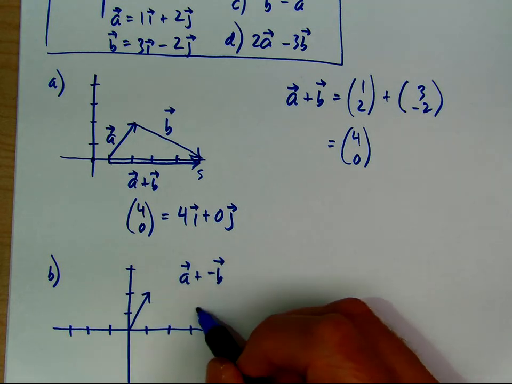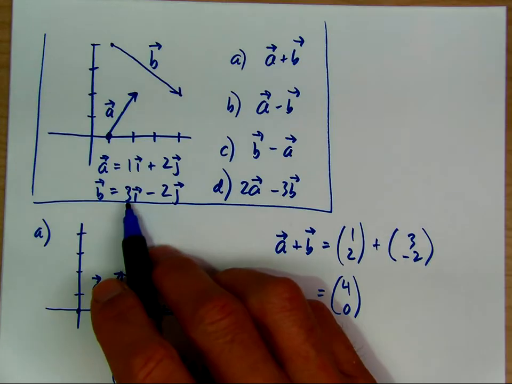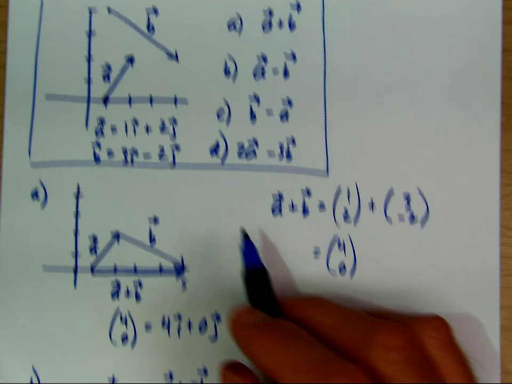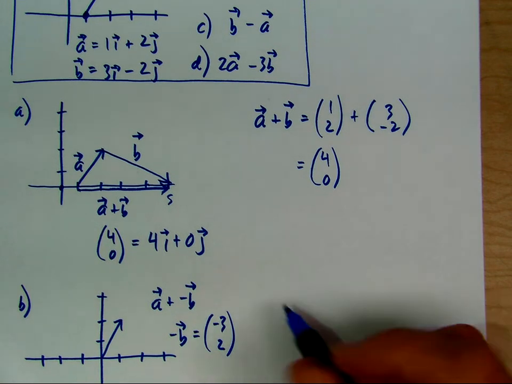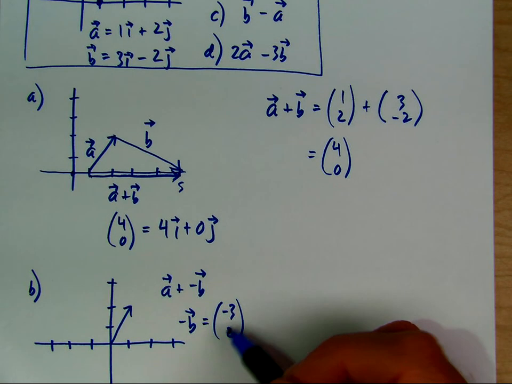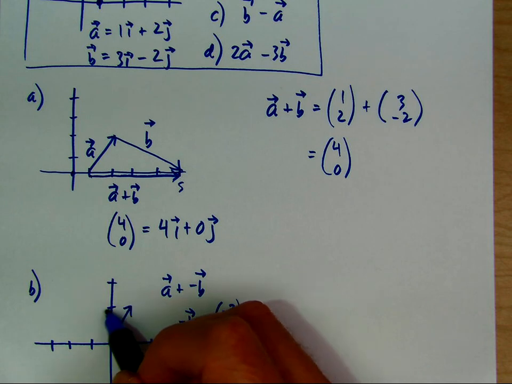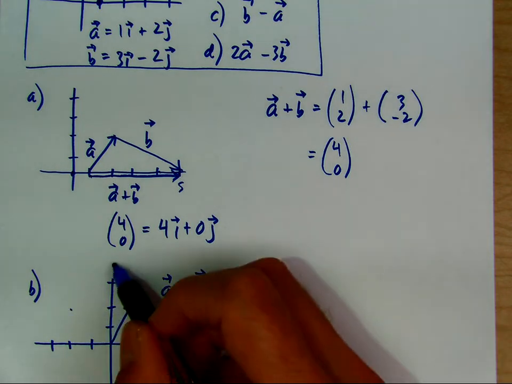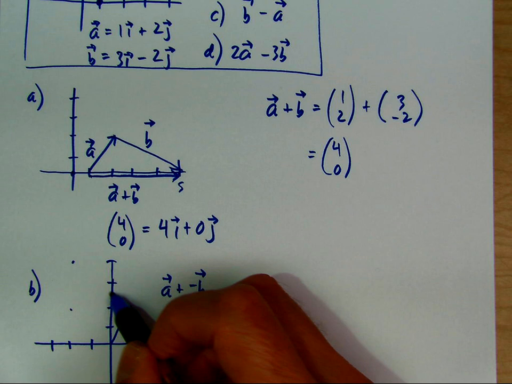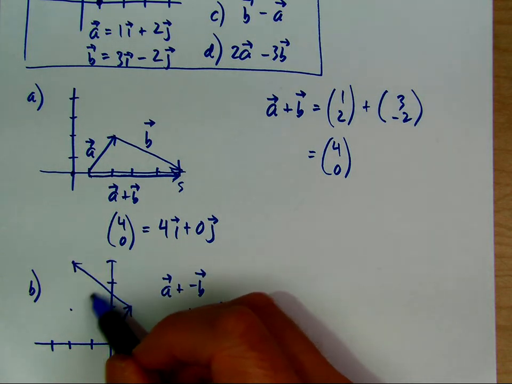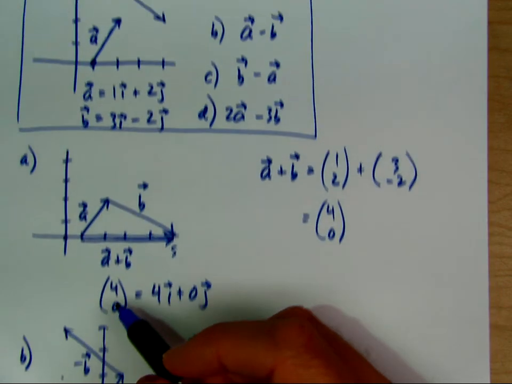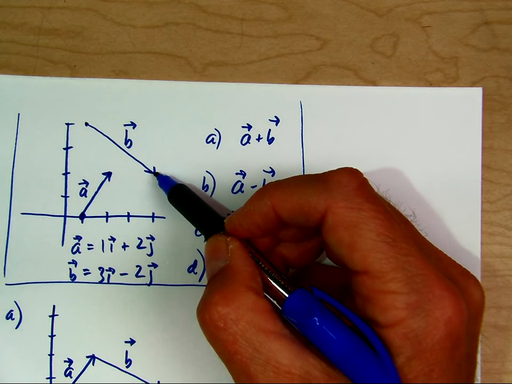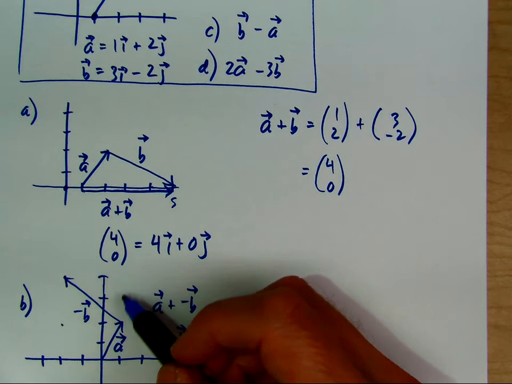So negative B is going to be negative 3 plus 2. Negative B equals negative 3, 2. So let's see if that looks like it's the opposite direction of B. We're going to go left 3, 1, 2, 3, and then up 2. So this is negative B. That's positive A. And negative B should be the opposite direction of positive B. And that looks like it is.